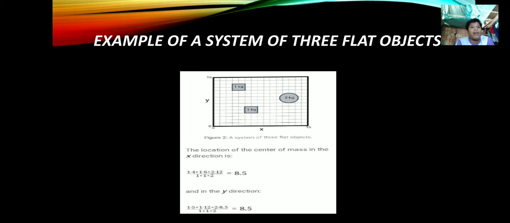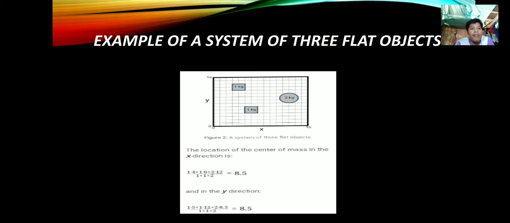So here is the object, as you can see in the figure. It has the x and y axes, wherein it is a system of three flat objects. As you can see, to find the location of the center of mass in the x direction, you have to count from the first square down to the position of the object, wherein the masses are 1 kilogram, 1 kilogram, and 2 kilograms: 2 squares and 1 circle.